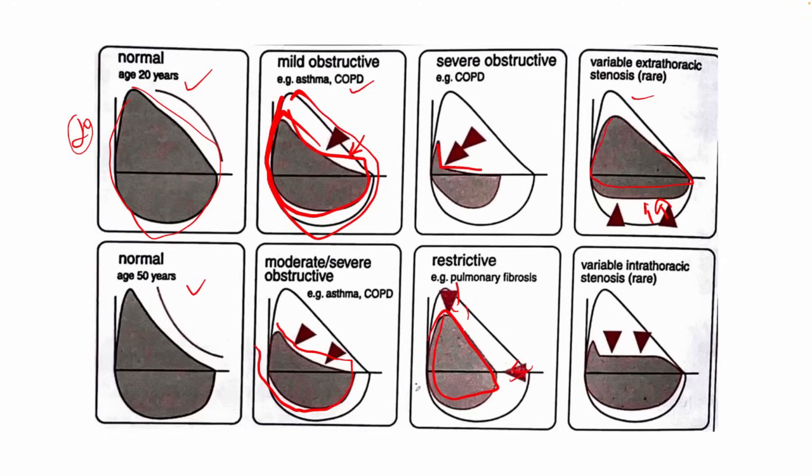So this is how the PFT ratio will be. And in intrathoracic stenosis, which is a rare condition, you will find the graph like this. Remember this because this is also clinically helpful to you.